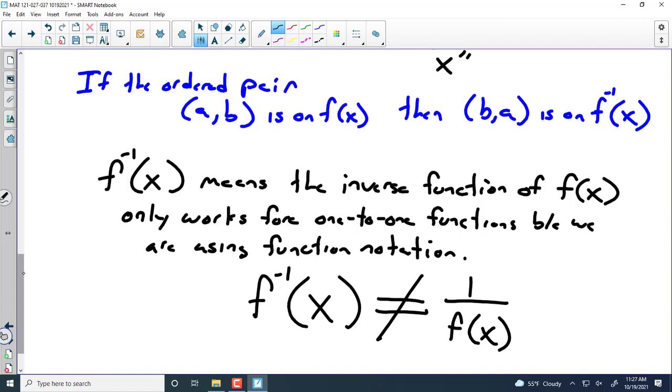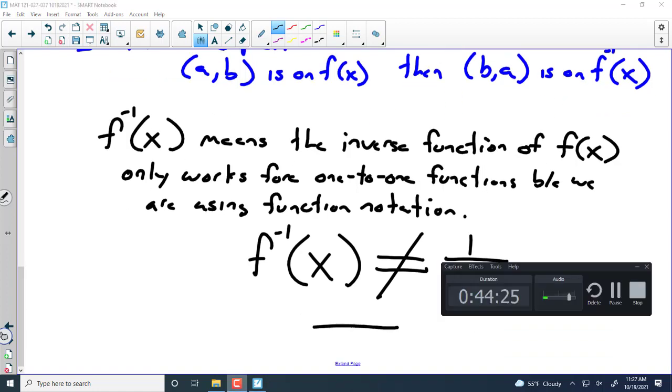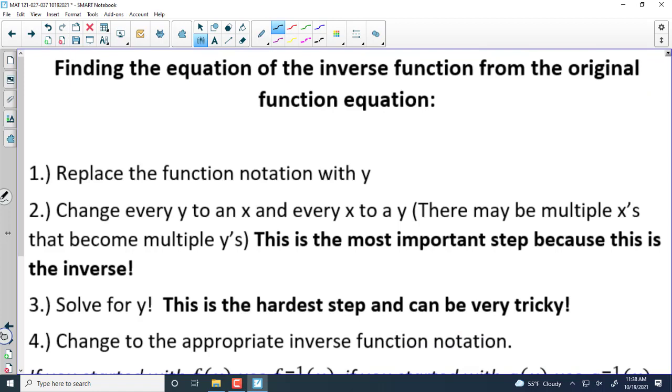And everyone, that is where we will take our break. Sorry, I went a little bit long. While we're at break, I put this up on the board. This is how we find the equation of the inverse function from the original function equation. We've done this. We just did it right before the break, but here are the steps.